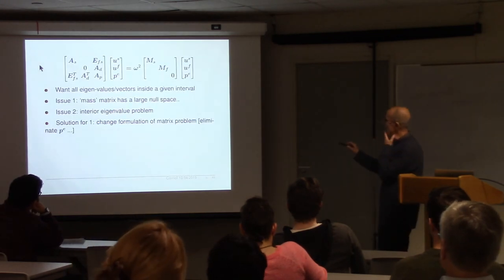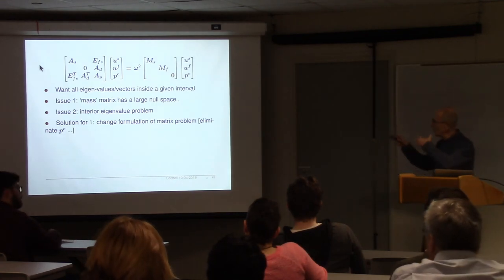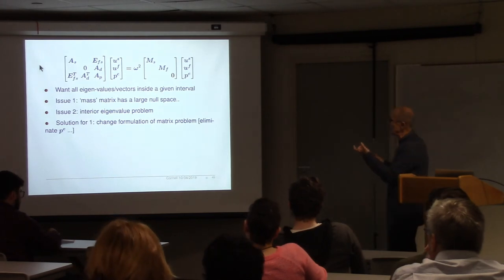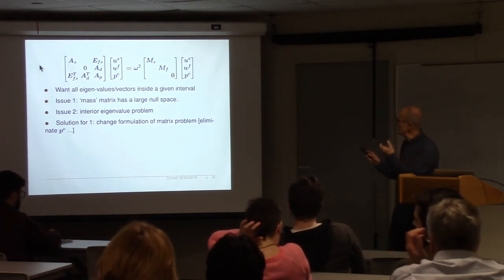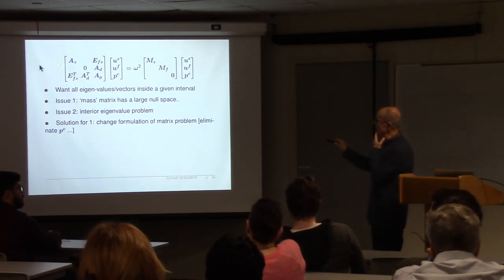We want all the eigenvalues inside a given interval. That's exactly the same as what you would do when you have to look at stability or whatever: you look at eigenvalues in a given interval. The problem we had initially was something like this. That's how they set it up.